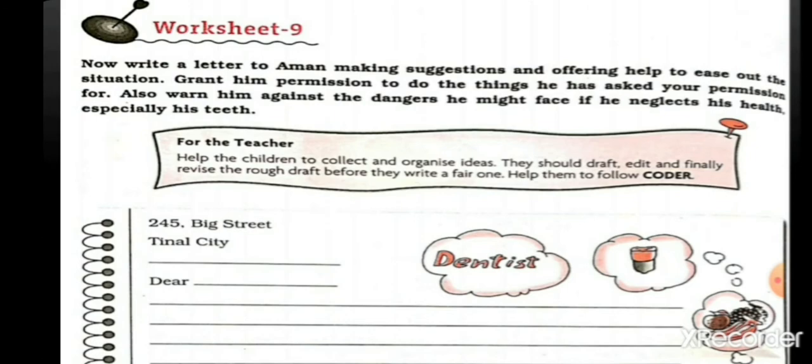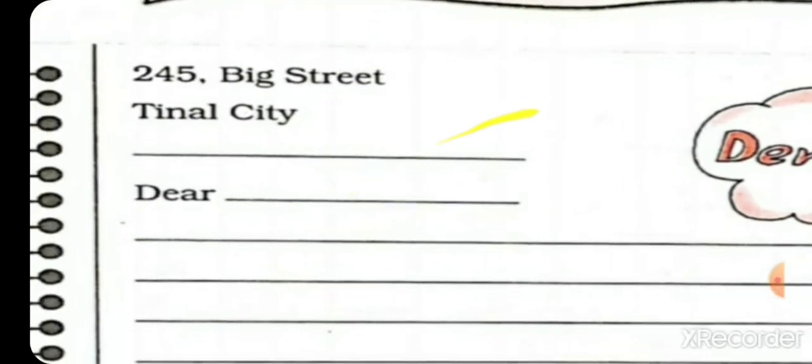Now students, how can we write down? Let's see here. The first one, 245 Big Street. Final city is given here. Then students, we can write down date. Okay, after city beta, write down date. Then dear Aman. We can write down dear Aman. Now students, how can we write? You can write down like this beta. I received your letter and came to know of your homesickness. कि वो घर के लिए बहुत उदास है. Okay, I received your letter and came to know of your homesickness.